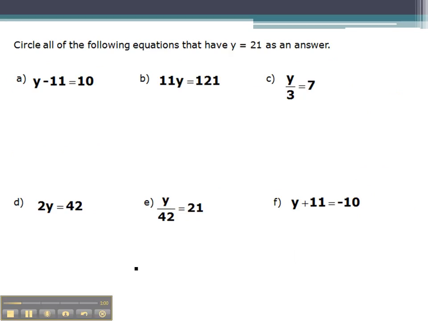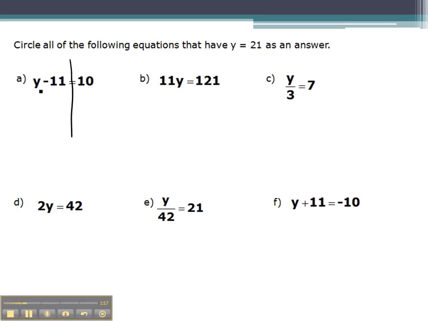Okay, picking up with problem 8. Circle all of the following equations that have y equals 21 as an answer. So we need to solve all these for y and see which of them have a solution of y equals 21.